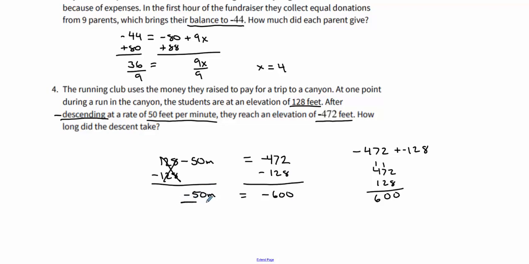So now I'm going to divide by -50 and divide this side by -50. So the minutes are equal to 600 divided by 50 is 12, and a negative divided by a negative is a positive. So it took them 12 minutes.